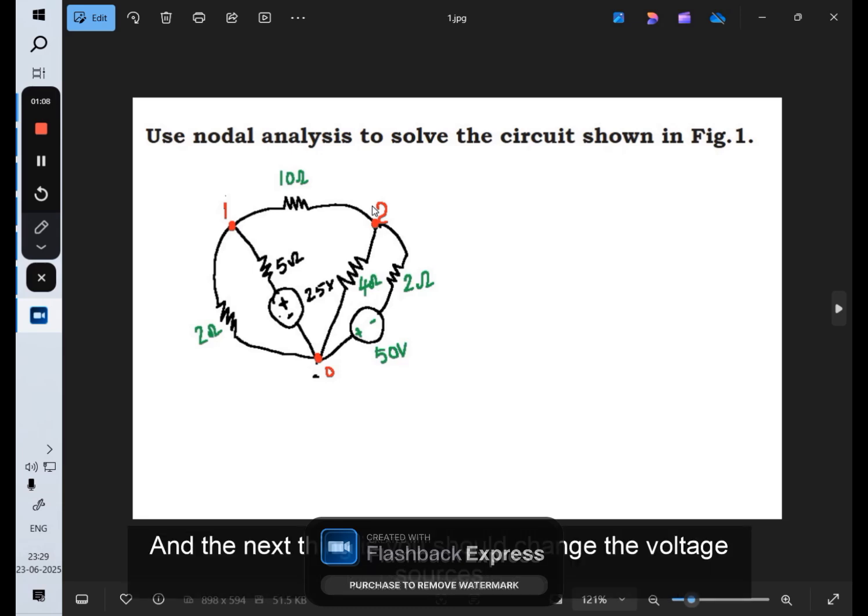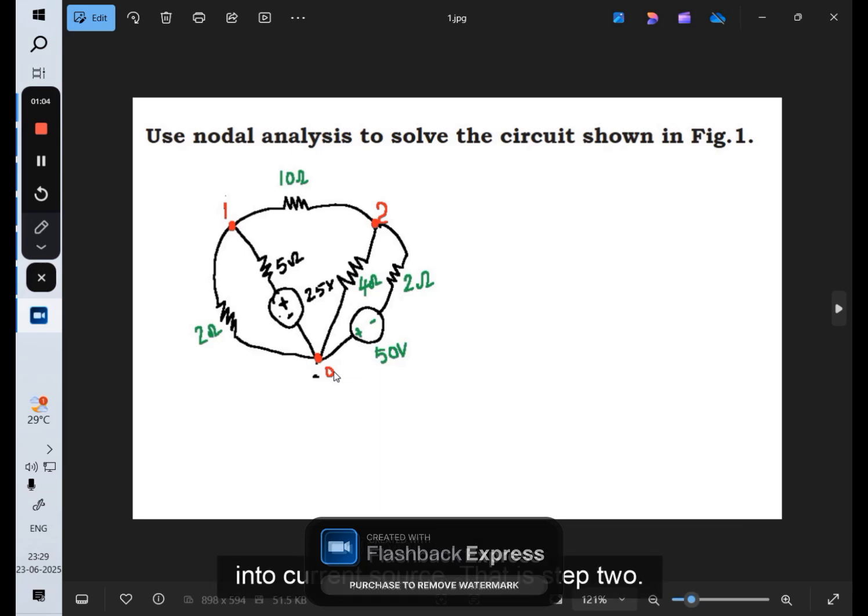And the next thing is you should change the voltage sources into current source, that is step 2. So here this 25 volt voltage source with the resistor in series can be changed into a current source. So that is the next step.